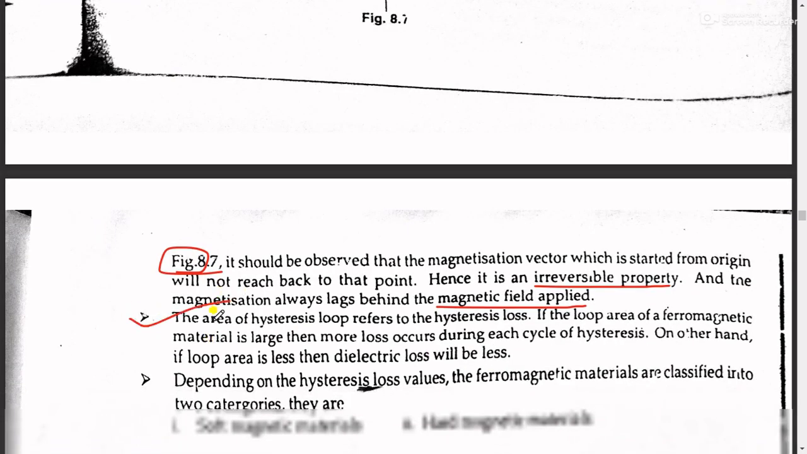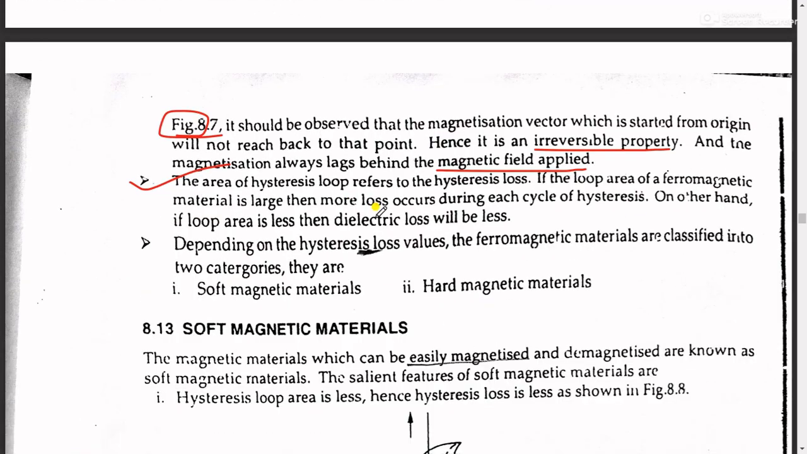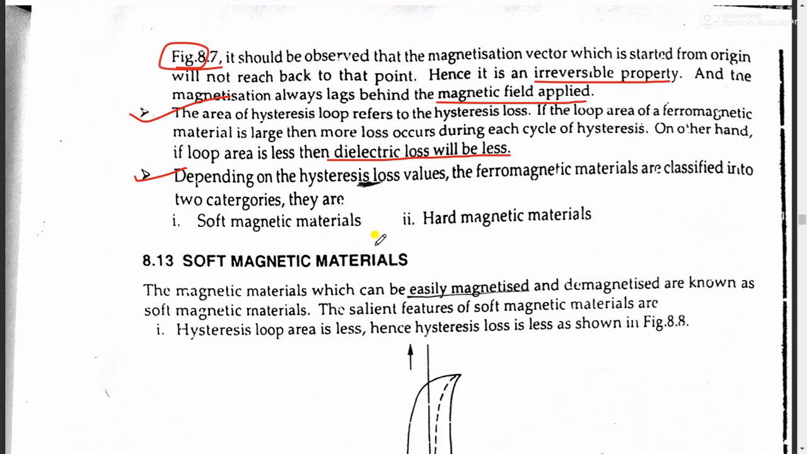The area of the hysteresis loop refers to the hysteresis loss. If the loop area of the ferromagnetic material is large, then there is more energy loss during each cycle of hysteresis. On the other hand, if the loop area is less, then the hysteresis loss will be less. Okay. Next property. So based on hysteresis loss, materials are classified into two categories: soft magnetic materials and hard magnetic materials.